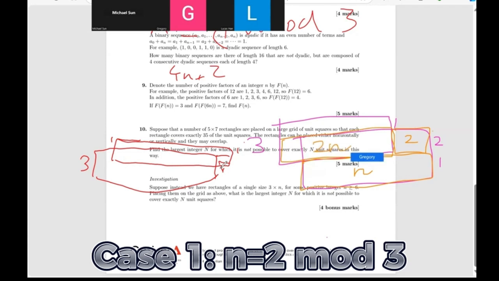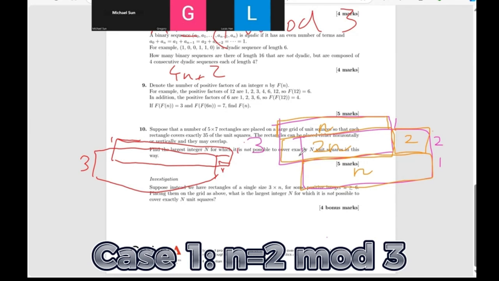So how many squares up? 4n plus 2, because this is up here, that's n. Oh wait, so n is 2 mod 3. So then we have 1, 2, and 3 mod 3. So then in all of these cases we can keep adding 3, so we can get everything greater than 4n.